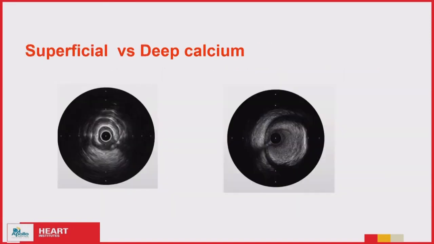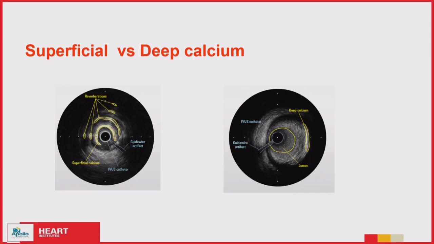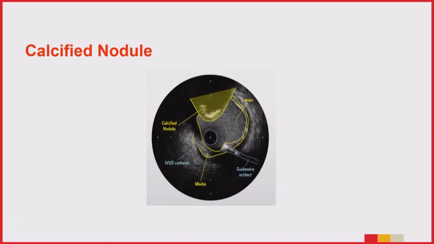Now, differentiate between superficial and deep calcium. The superficial calcium will have a lot of reverberations that you will see, but the deep calcium will be in chunks with not so many reverberations, and you will not be able to see anything beyond it. So, this is very important to know, what is superficial and what is deep. Based on this, you can strategize what is to be done.